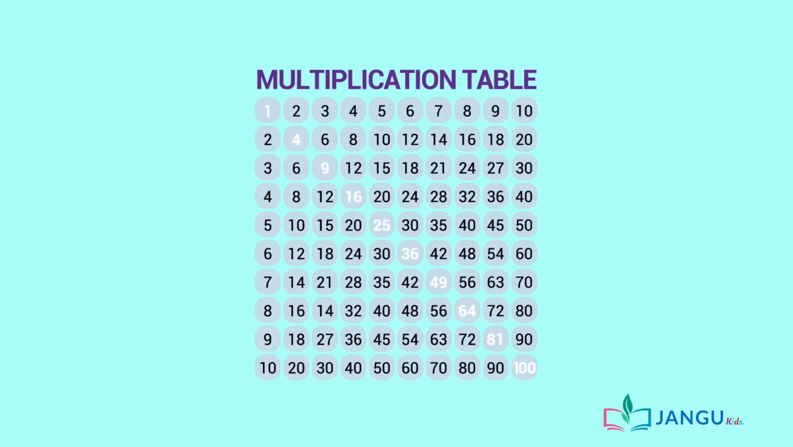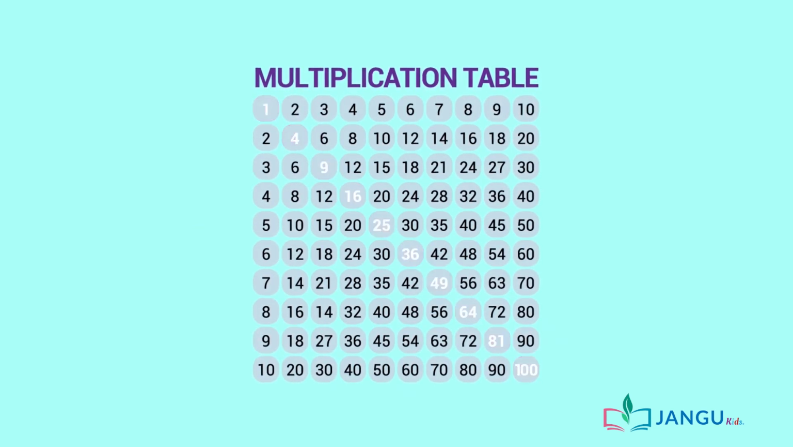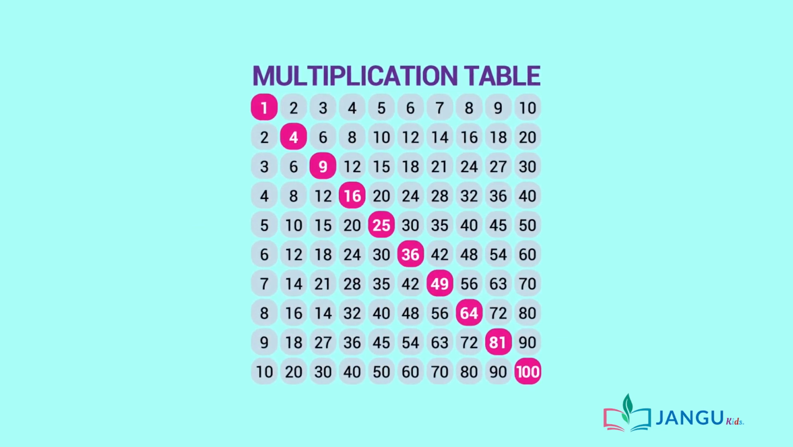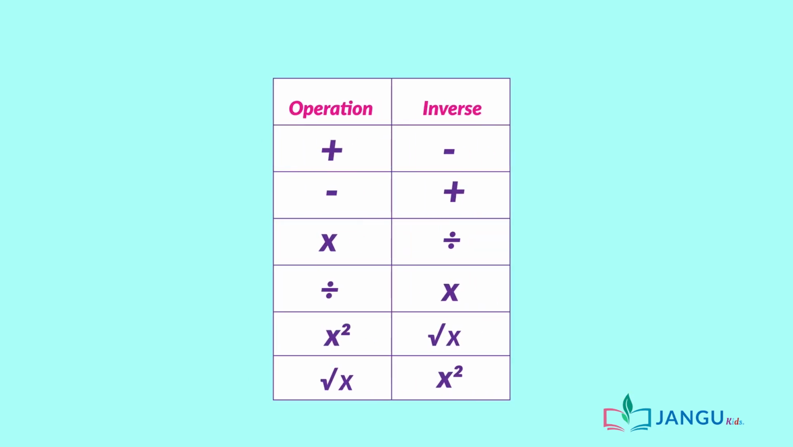You can also find the squares of numbers in multiplication tables. Many mathematical operations have an inverse or opposite operation. For example, subtraction is the opposite of addition. The square root of a number is the opposite of a square.